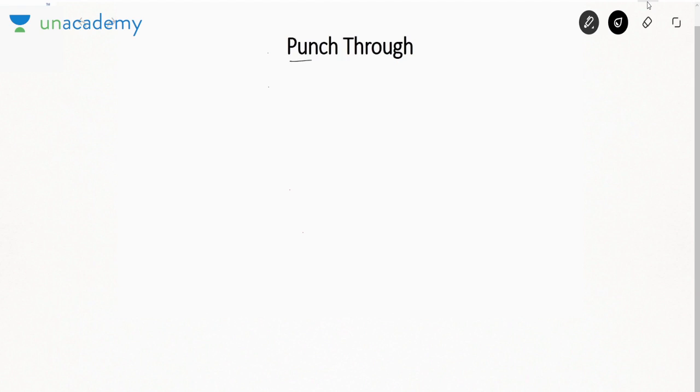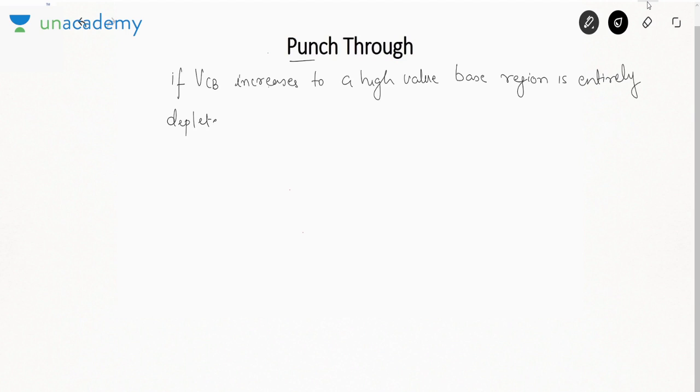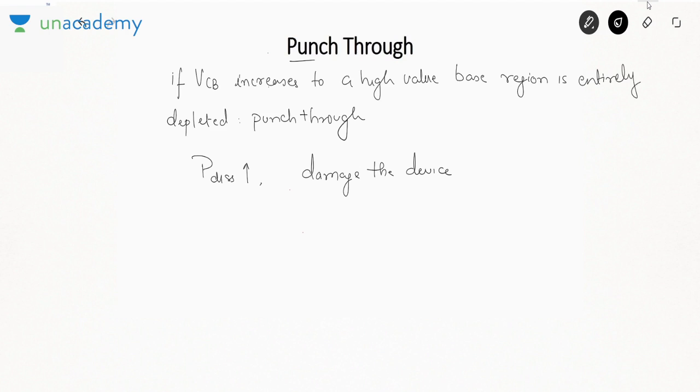So if I write, what is punch through? If VCB increases to a high value, the base region is entirely depleted. This condition is called punch through. Why is it undesirable? Because it increases the power dissipation in the transistor and it can damage the device. So whenever we are designing any device, we have to make sure that punch through never occurs in any sort of device.